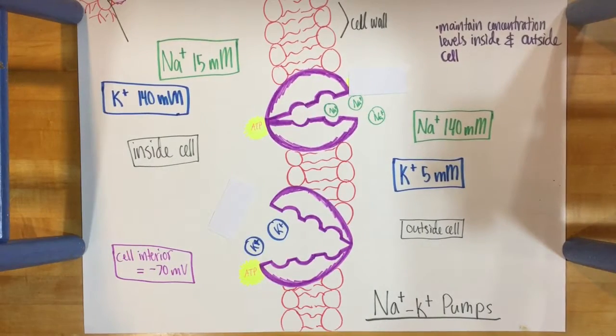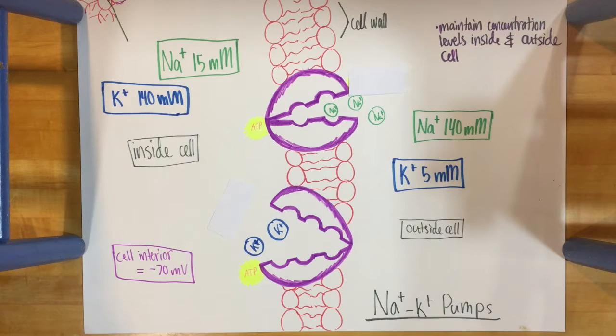The second way that a cell maintains its resting membrane potential state is through sodium-potassium pumps. Since sodium has been leaking into the cell and potassium has been leaking out of the cell through the leakage channels, the cell needs a way to return back to its resting membrane potential. It does this with sodium-potassium pumps.